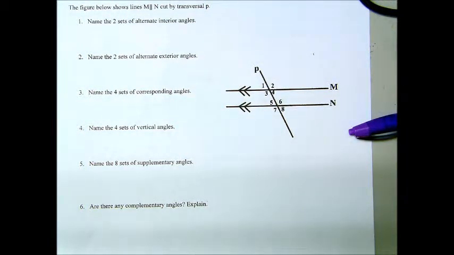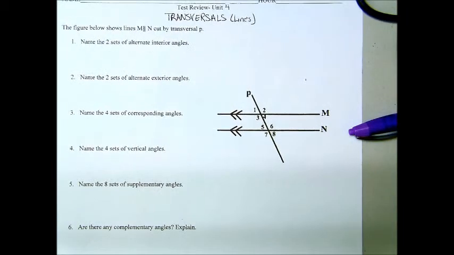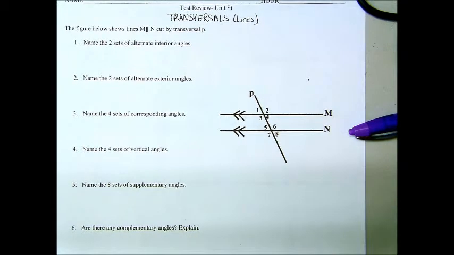Okie dokie. Tonight's homework is the test review for transversals, lines.